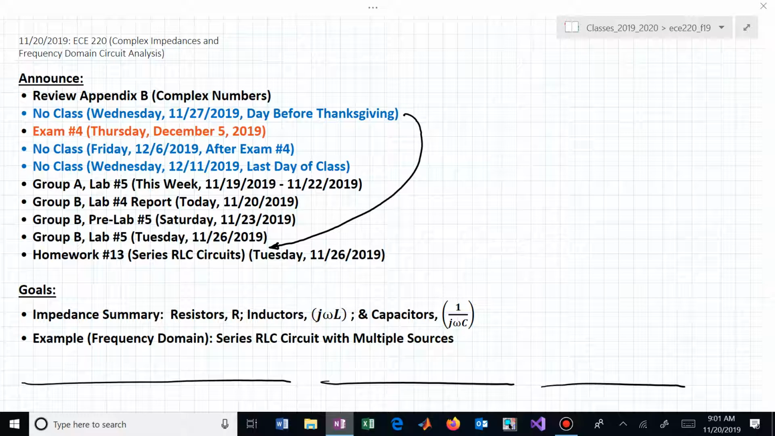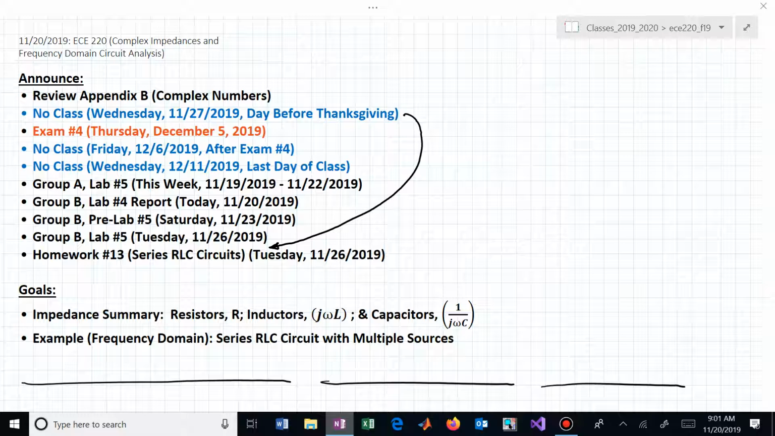Group A, you are having your lab number 5, which is the final lab, this week. You will then submit that on the Wednesday that we're not attending class. But Group B, your lab number 4 report is due today, and your Group B's lab number 5 pre-lab is due Saturday. And then you will have a lab on Tuesday. That will be the last lab for the semester for all groups on Tuesday of next week.